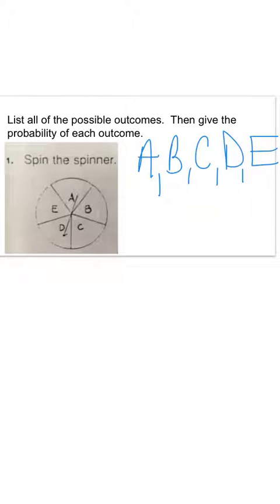Your possible outcomes are you could spin an A, a B, a C, a D, or an E. Then when you look at your probability of getting each outcome, you look at your total number. A, B, C, D, and E, there are 5 possible choices. Each one has only a 1/5 possibility of being spun. There is a 1/5 chance of getting an A, a B, a C, a D, or an E.